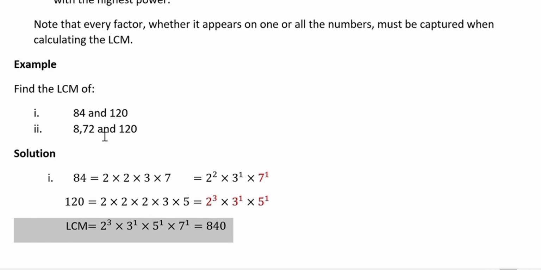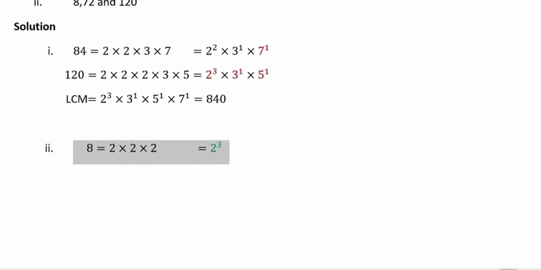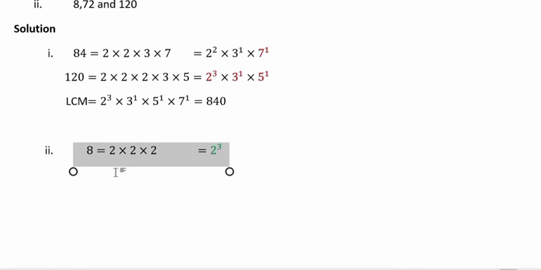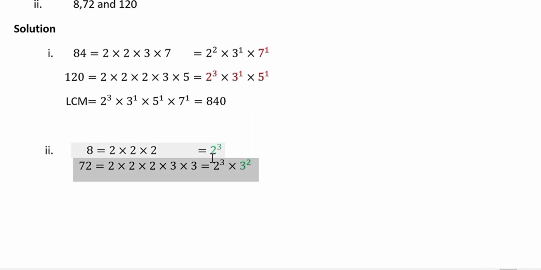The second question wants us to get the LCM of 8, 72, and 120. So we have 8 can be written as 2 times 2 times 2, that is 2 cubed. 72 can be written as 2 times 2 times 2 times 3 times 3. So this will give us 2 cubed because there are 3 of them, times 3 squared because there are 2 3's here. So that's why we have times 3 squared.